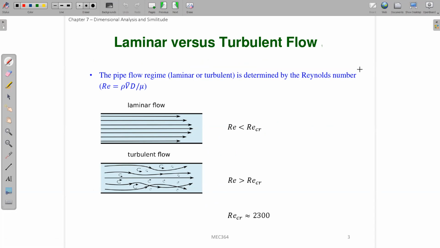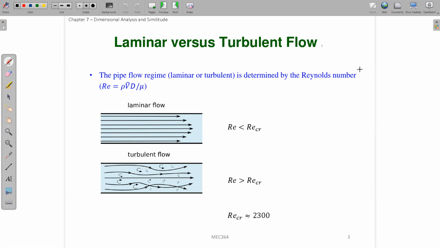Actually, we distinguish the flow field into different categories, right? Viscous flow, inviscid flow, internal flow, external flow, laminar, turbulent flow, and so on, right? So when the flow is viscous, there are two possible flow regimes. One is called the laminar flow, and one is called the turbulent flow.